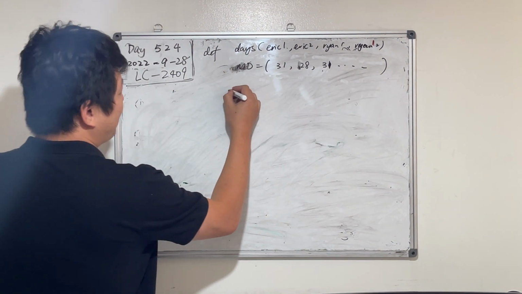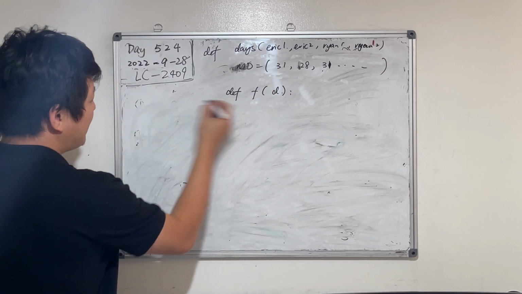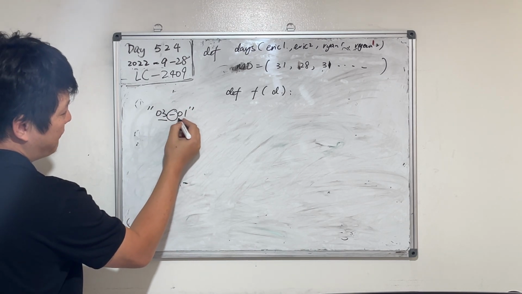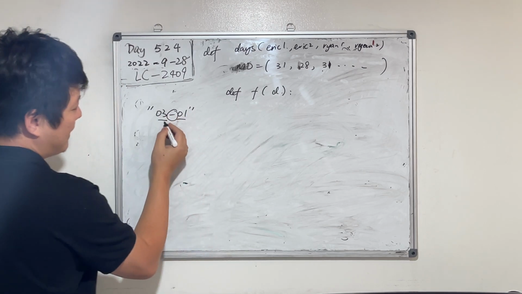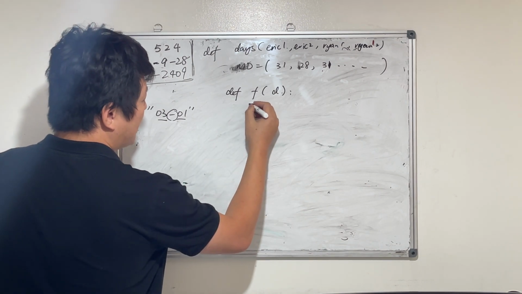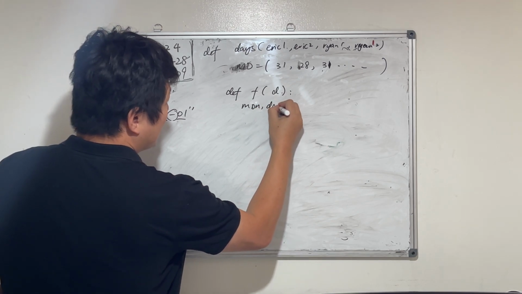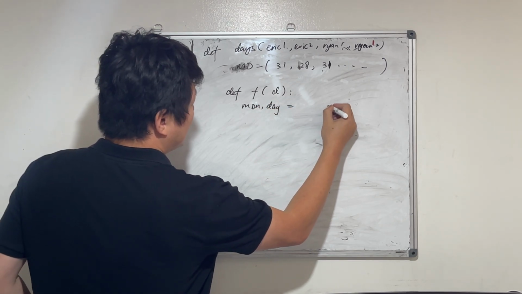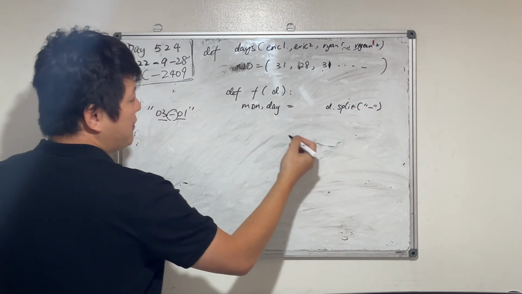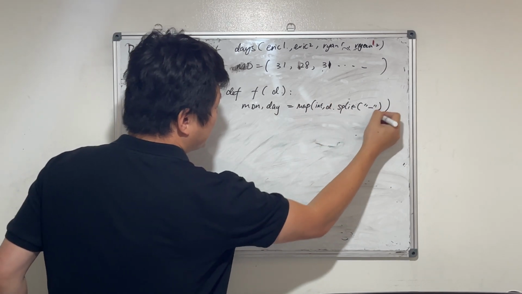So now we need to define the function. Define the function f of date. Date will be in the format of the month concatenated by a hyphen and the date. Now we need to split it by the hyphen. So month, d equals date dot split. We talked about the split function. And we need to map it into integer because it's a character. We map it into integer. So it becomes an integer, right?